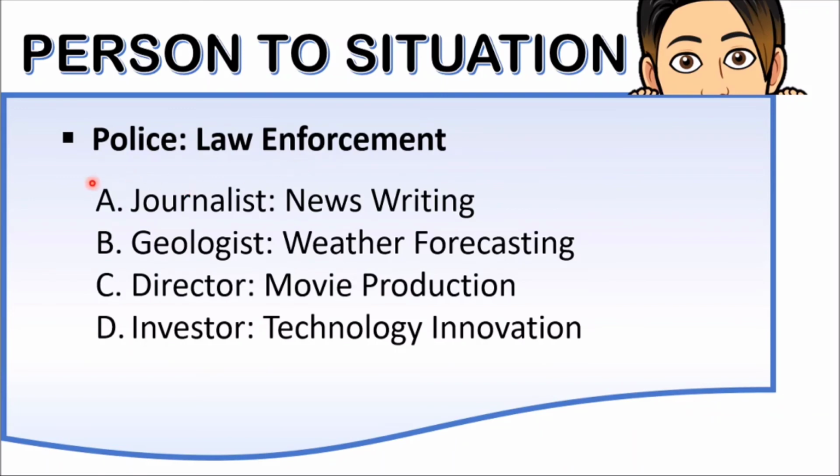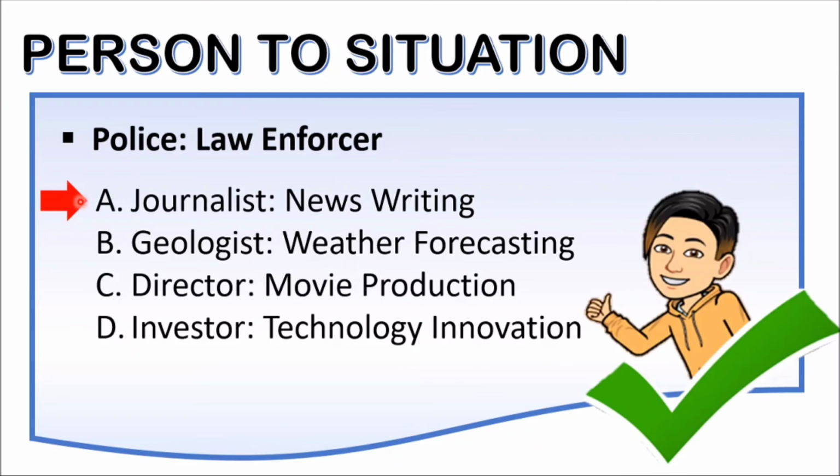Now, which among the given options below would give us a perfect combination of a person and his or her actual main job in his or her chosen profession? Is it letter A, journalist is to news writing? Letter B, geologist is to weather forecasting? Letter C, director is to movie production? Or letter D, investor is to technology innovation? The correct answer is of course letter A, journalist is to news writing.